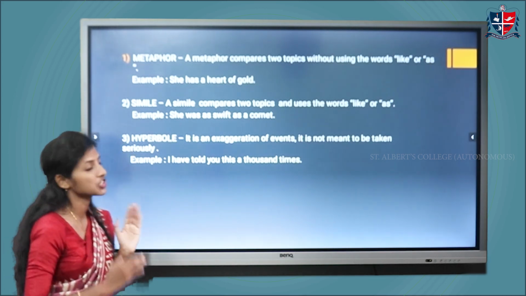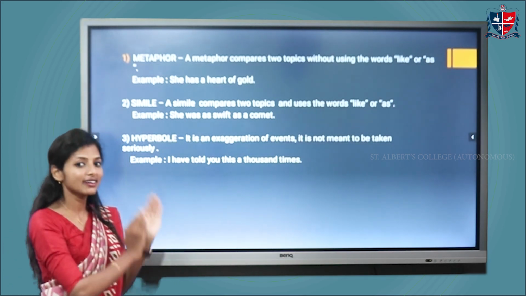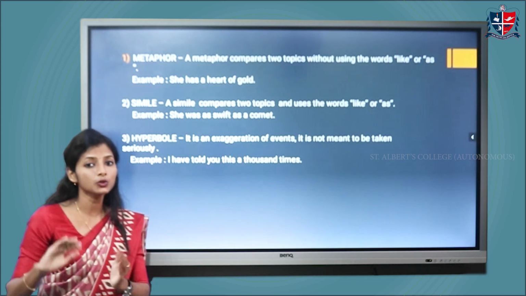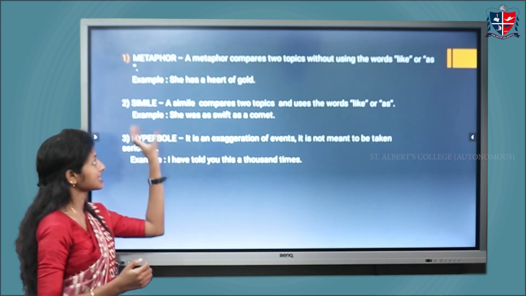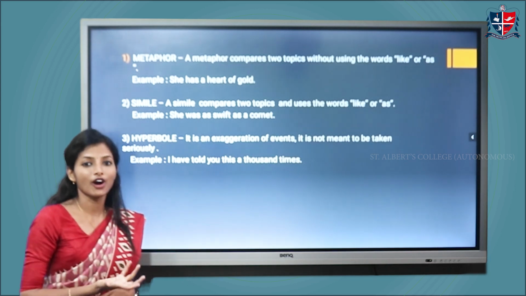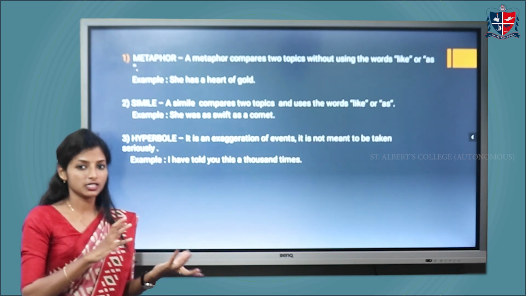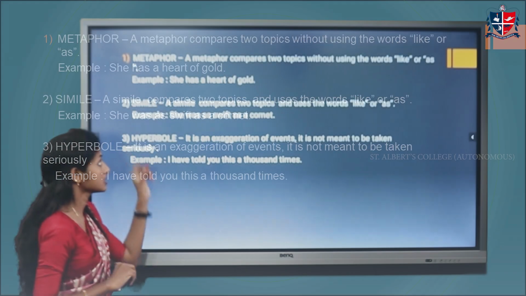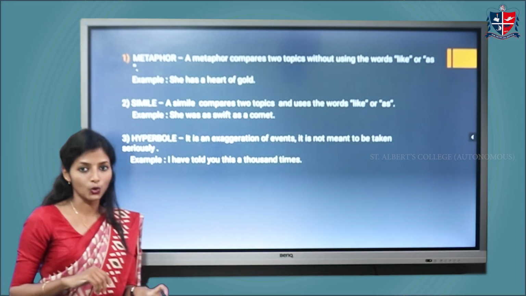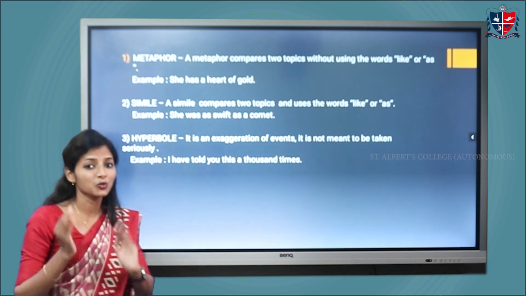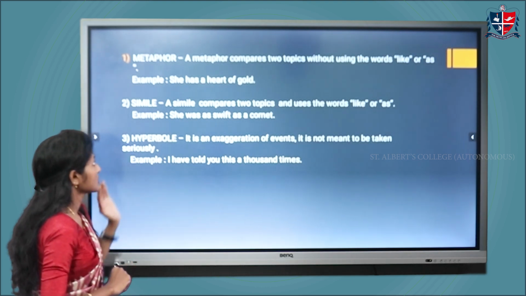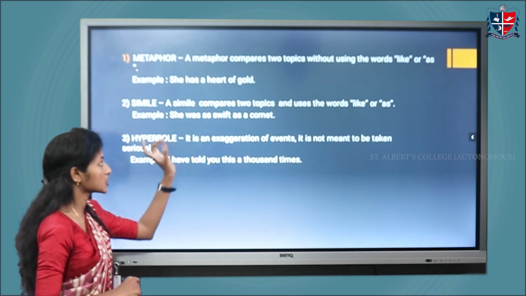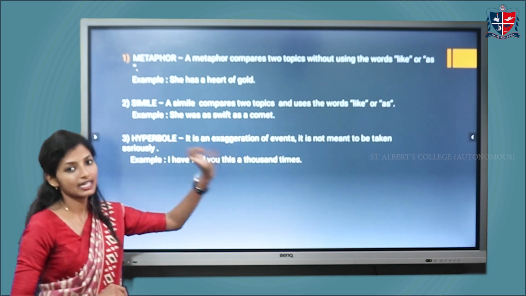Here in this example, she has a heart of gold. A girl's heart is being compared to gold, which is pure. So it means that particular girl has a pure heart. Instead of saying that the girl has a pure heart, what did the author do? The author added a metaphor: she has a heart of gold, which means her heart is as pure as gold. So it is very easy to recognize a metaphor. There won't be any words like or as.